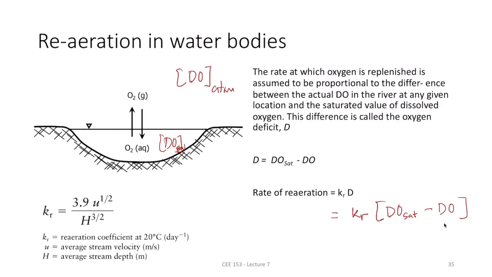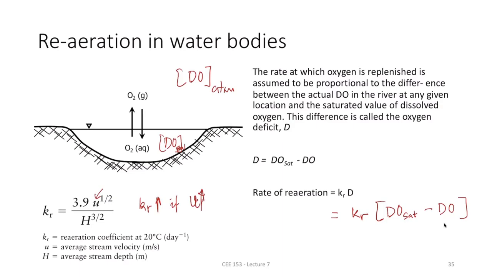The reason is if the water moves faster, then it will more likely be mixed because of friction. You can see the bubbles. That's why Kr increases if velocity increases. Here the velocity is written as u. This is the stream velocity.